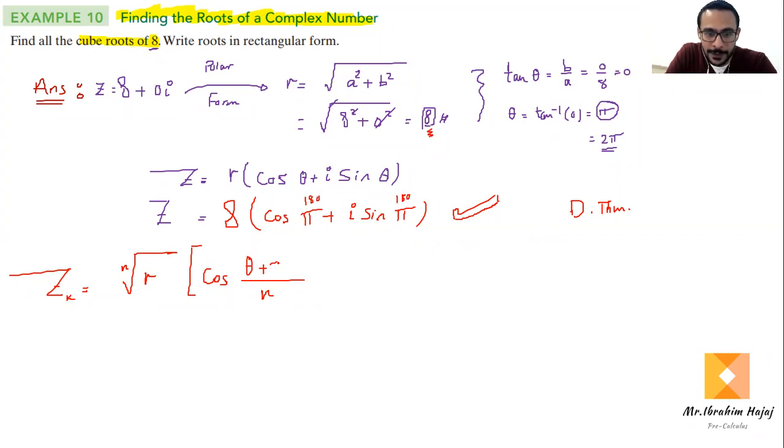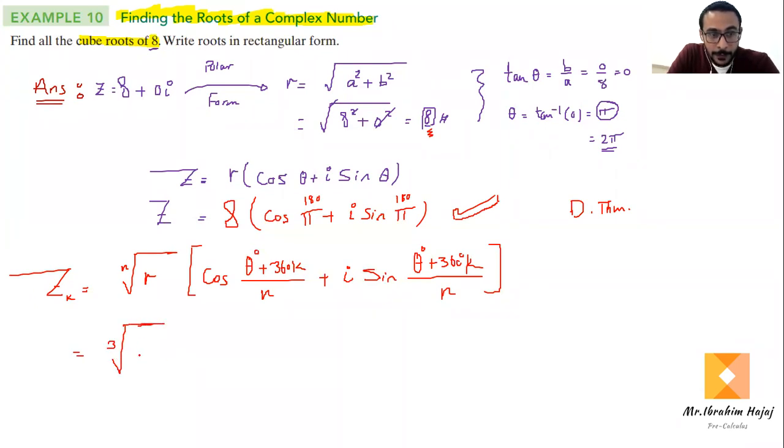So it's cosine of theta plus 360k over n, plus i sine of theta plus 360k over n, equals the cubic root of 8. Why? Because n equals 3. He said find the cube root, so n equals 3. The third root of 8.